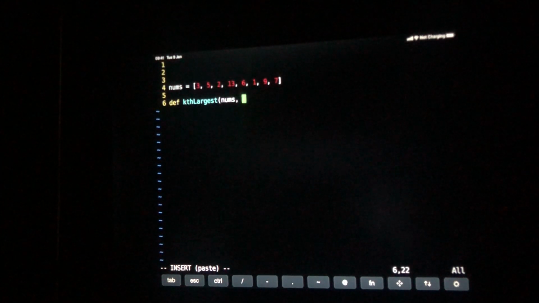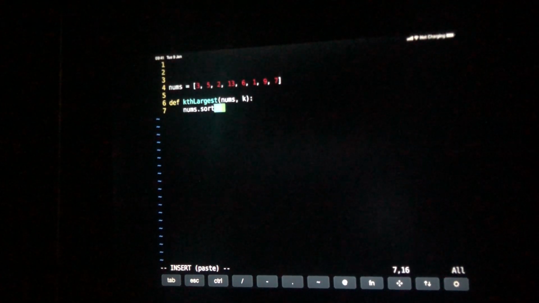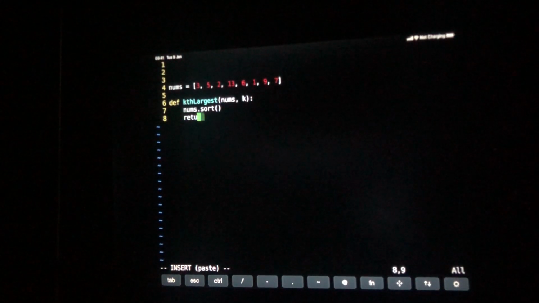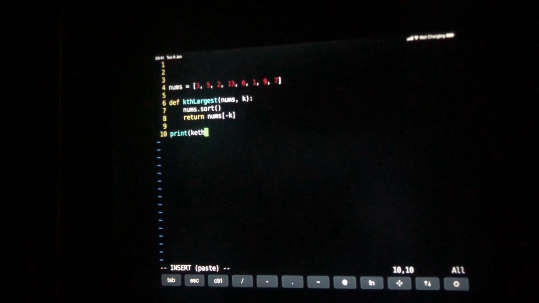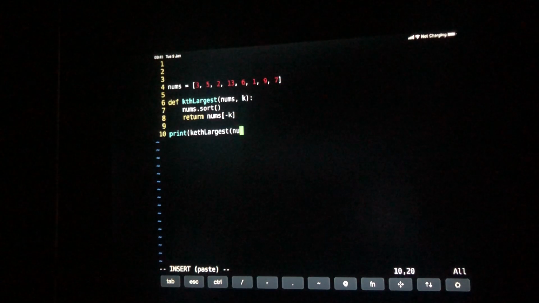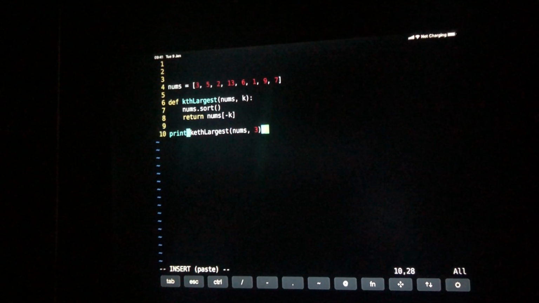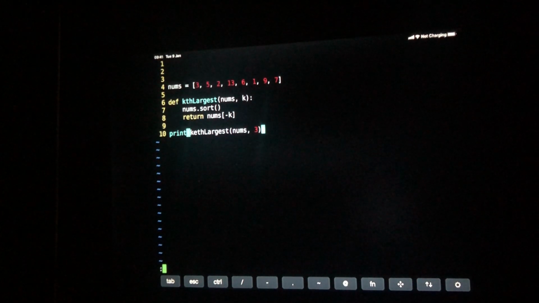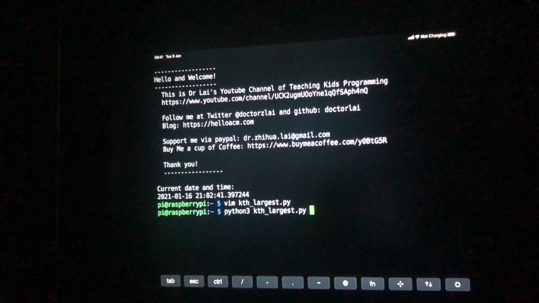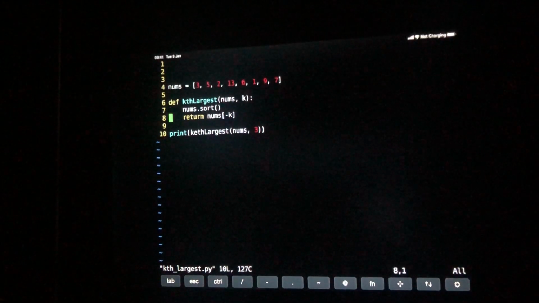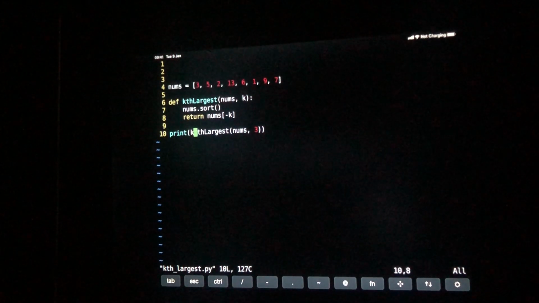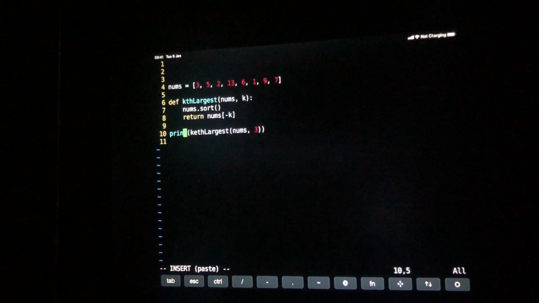So nums, k. Remember we talked about sorting. Then we can return nums minus k. Let's just try to see if it's alright. Kth largest, nums, let's say 3. The third largest number is 7, am I right? Yeah, it's going to be 7. I think I have a spelling error. Kth largest. Okay, so that's not what I want.